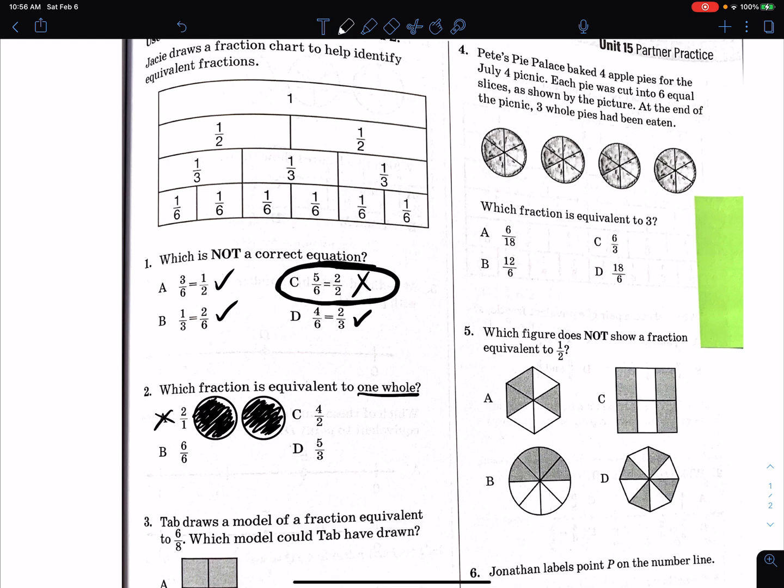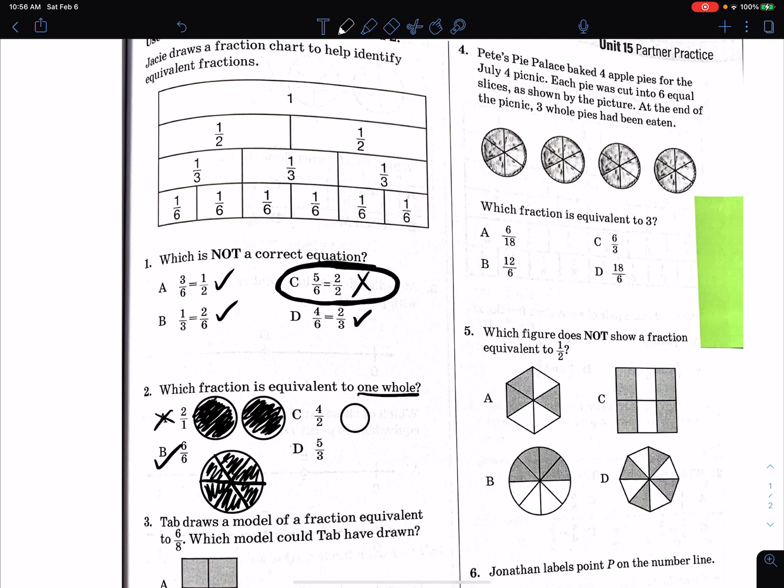All right, letter B, 6/6. All right, so I would take my circle. I would divide it into 6 pieces, and I need to color 6. 1, 2, 3, 4, 5, and 6. Well, that's 1 whole, so that one's right. But let's check these 2 over here just in case.